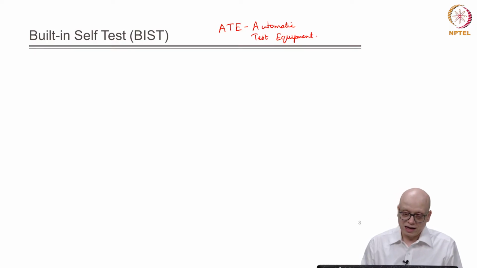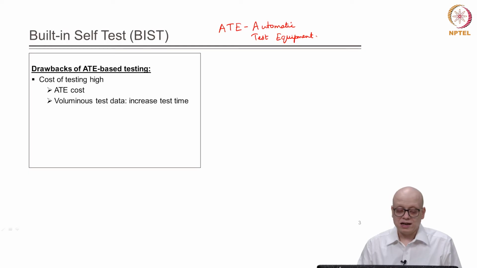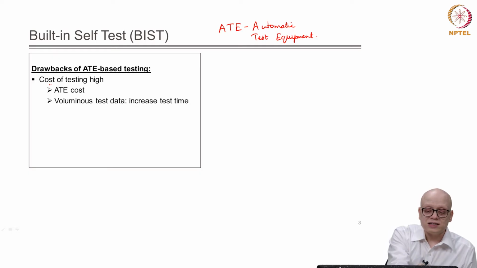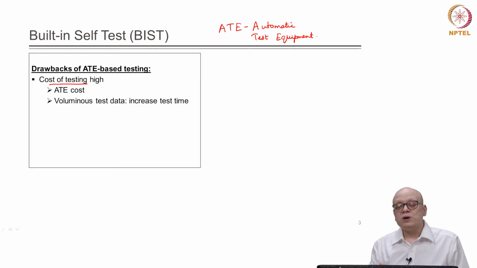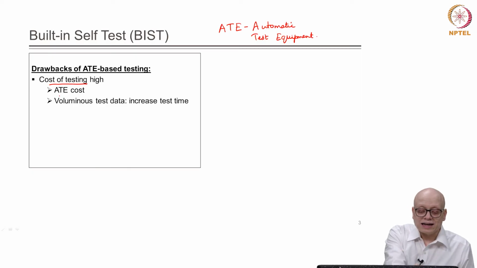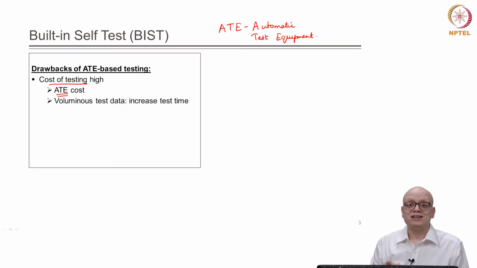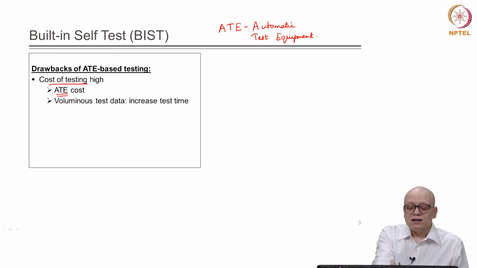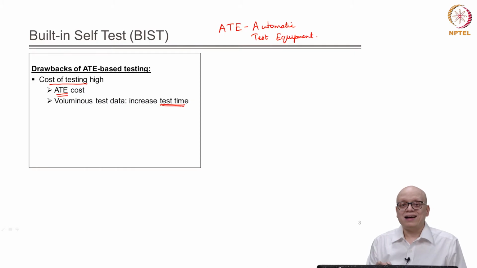However, ATE based testing has some disadvantages. And what are those disadvantages? The first is that the cost of testing is high. Why is the cost high? Because it requires expensive automatic test equipment, so the fixed cost is high. Additionally, the volume of data required is pretty high, and therefore the test time is also high, and the cost of testing becomes higher.